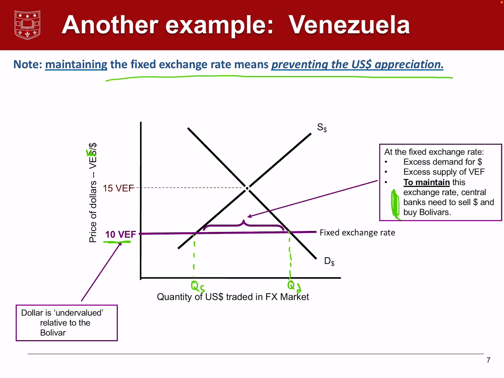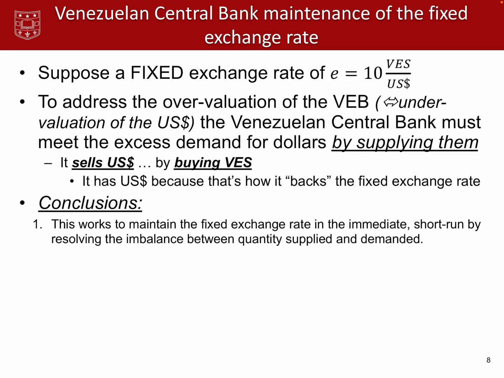It's going to intervene in the foreign exchange market and sell dollars, which it has to hold in order to maintain convertibility. And in exchange, reduce the relative excess supply of bolivar. So pull in bolivar to its coffers and just put them away, retire them from circulation. So the only way that Venezuela can maintain this fixed exchange rate is to address this relative shortage of dollars, and it addresses that shortage of dollars by selling dollars in the foreign exchange market and buying the bolivar.